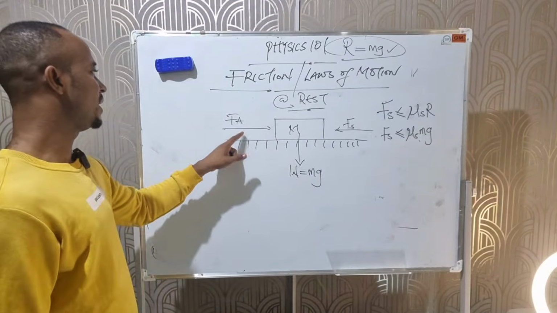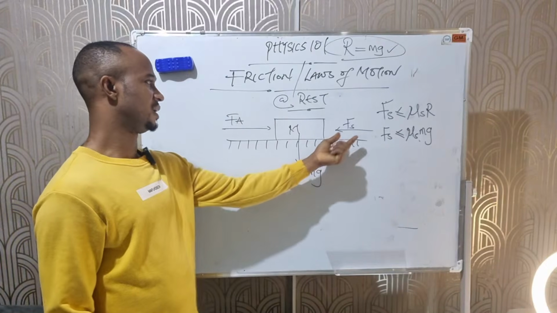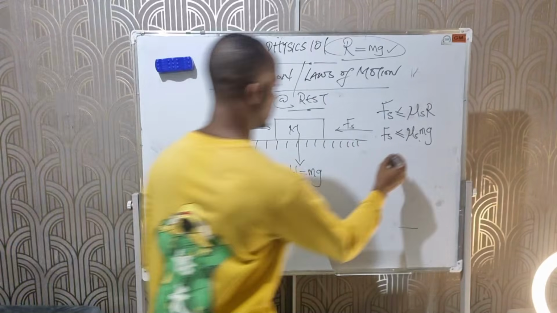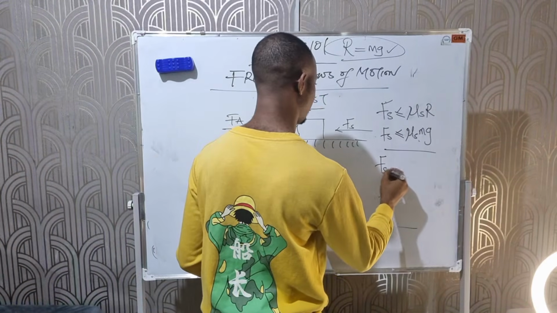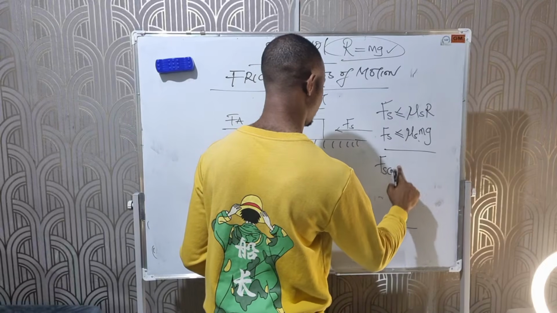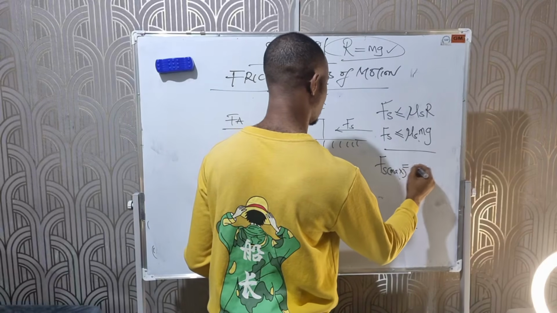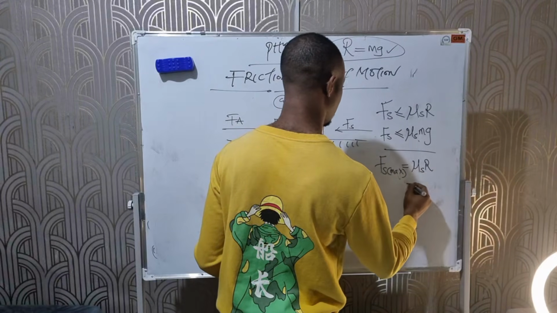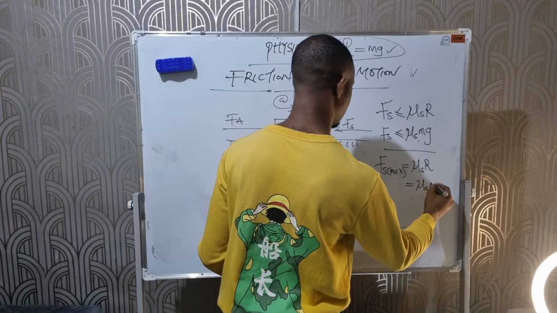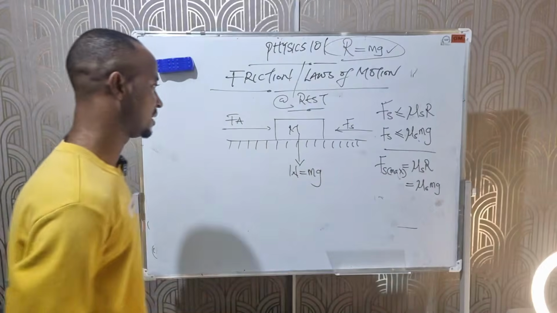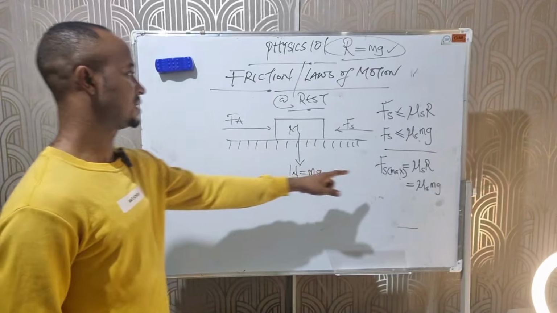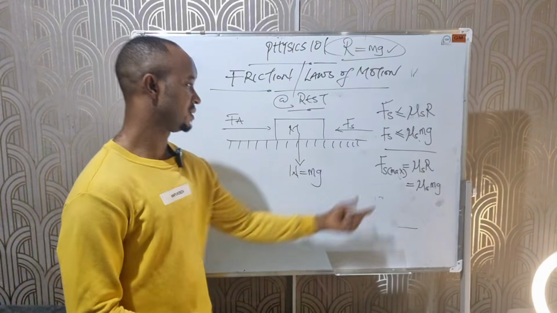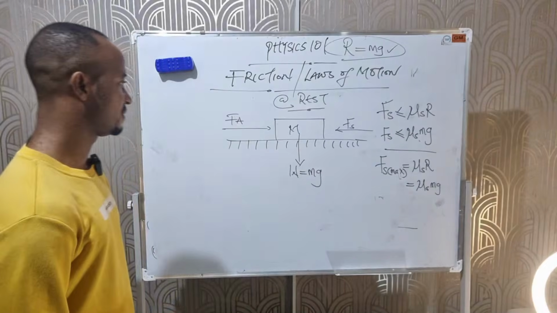Then when the applied force is equal to the Fs, we say that we have the maximum static frictional force, right? We have Fx maximum, which is equal to mu x R, also equal to mu x mg. Is that clear? This is when the applied force is equal to the static frictional force. So then we have the maximum static frictional force overcome.